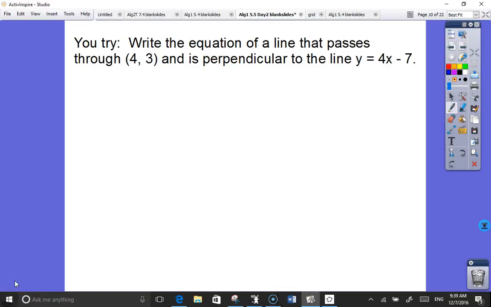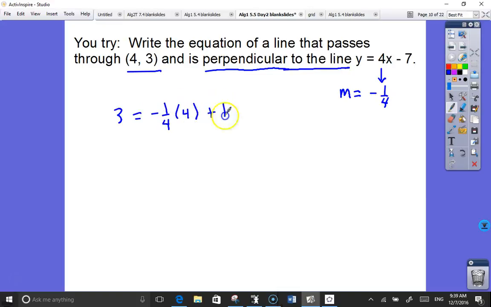Okay, so we've got a point, and our slope must be negative 1/4, because it's perpendicular to that line. So we got to do our 3 equals negative 1/4 times 4 plus b. 3 equals negative 1 plus b. b equals 4. So y equals negative 1/4 x plus 4.